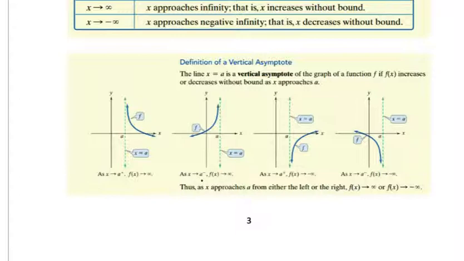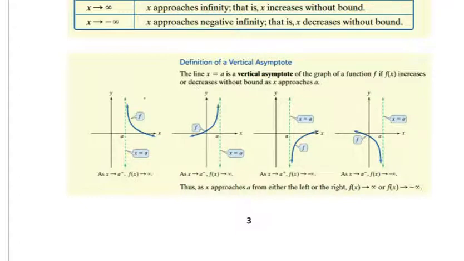As x approaches A from the left, f of x approaches infinity. So this time we're on the left-hand side of the dotted line. This one is as x approaches A from the right, f of x approaches negative infinity. So we're on the right-hand side of the dotted line, but the arrow is pointing downward for the graph. And then this one is x approaches A from the left. So now we're on the left-hand side of A, f of x approaches negative infinity. So the arrow points downward.